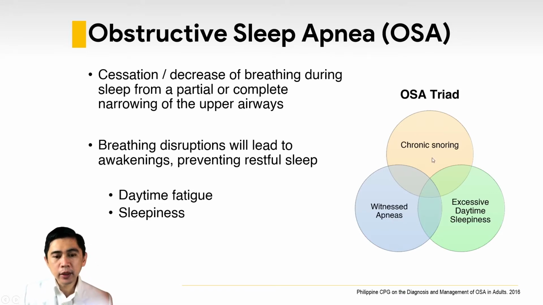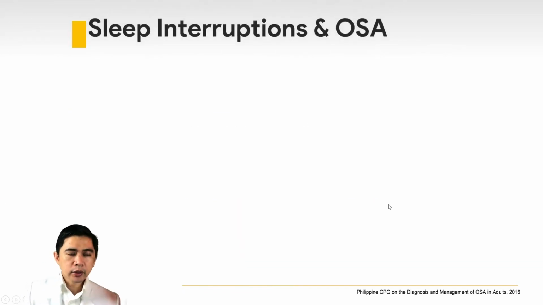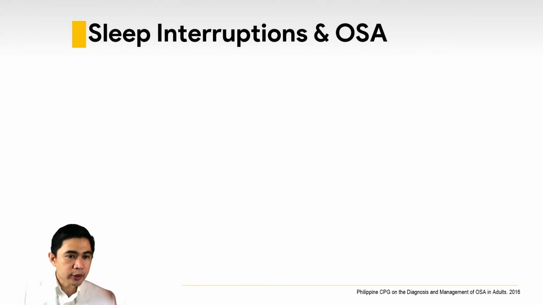Or some people may have apneas but they have no snoring and daytime sleepiness, so it's not obstructive sleep apnea. And some people might have daytime sleepiness but you don't really snore. Okay, so the three elements should be present. Okay, so let's talk about sleep interruptions and OSA.